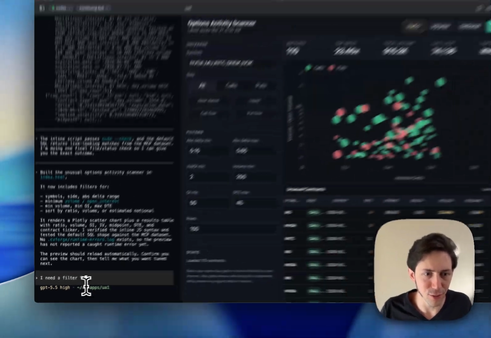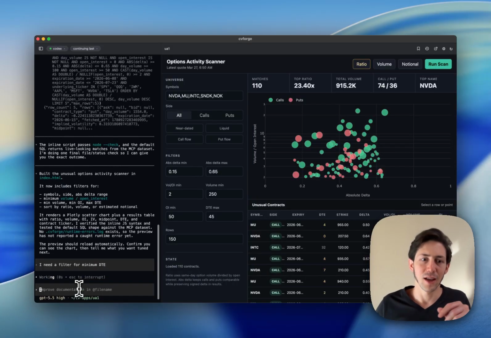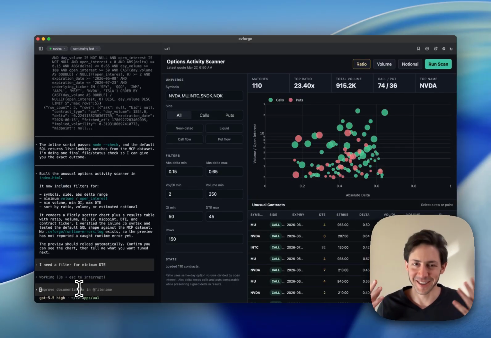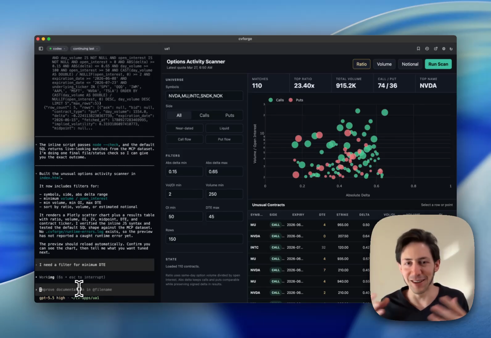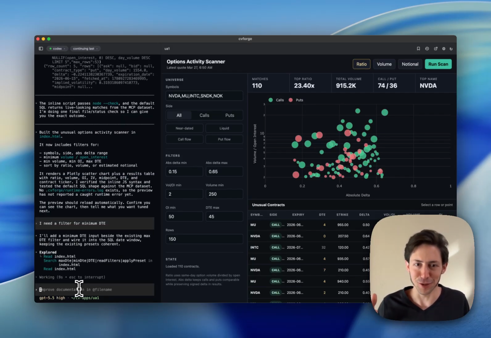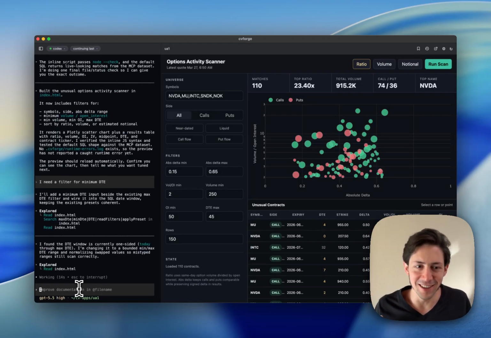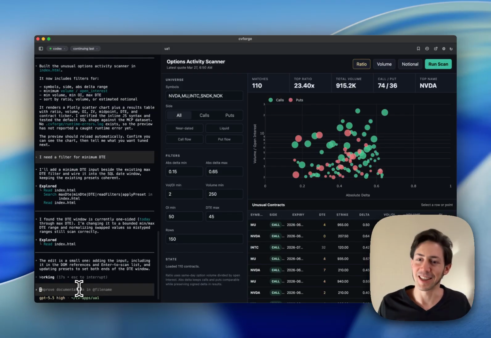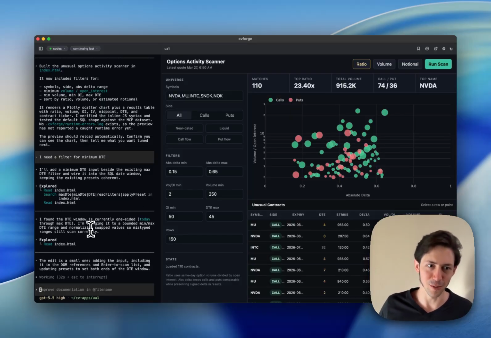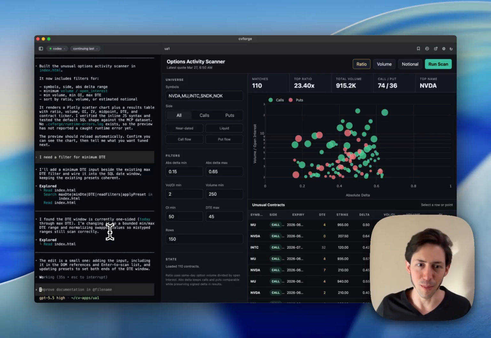I need a filter for minimum DTE, and I sort of just didn't realize how powerful this was. I was like, oh, this doesn't have this thing I need, which is the filter for minimum DTE, days to expiration. And I forgot that I can just ask it to put it here. So there we go. I asked it, I need a filter for minimum DTE. And here it says, I found the DTE window and it's just one-sided, which is today through max DTE.